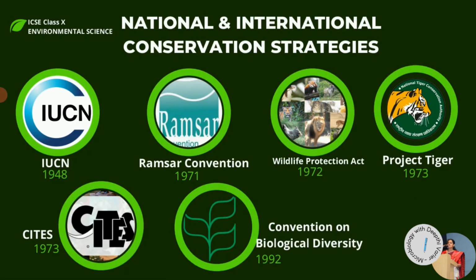The last part of your unit is the different conservation strategies that are in place at the national and international level. There are these 6 strategies that have been specifically mentioned in your syllabus, and we'll be looking at what each of these is about. I have written what the strategy or organization is, and also the year in which it was implemented.